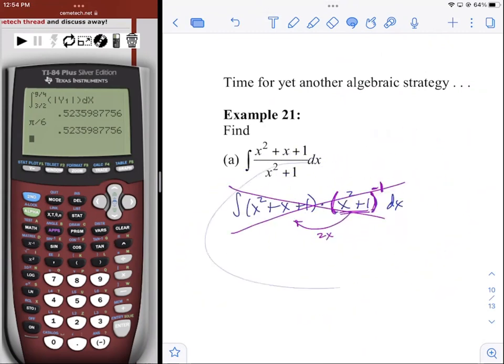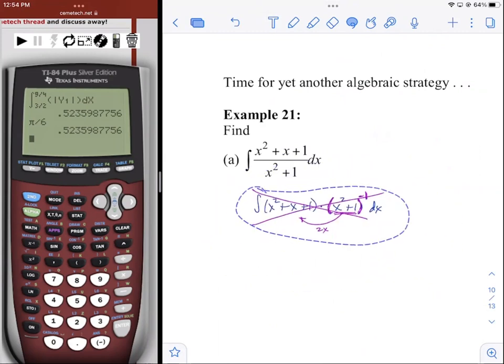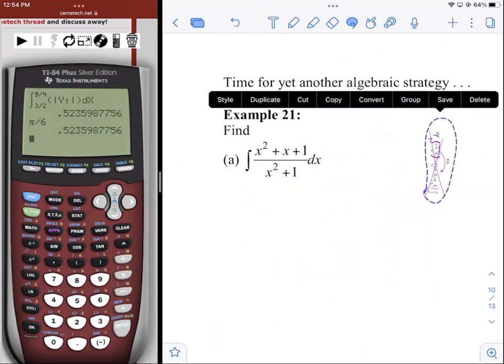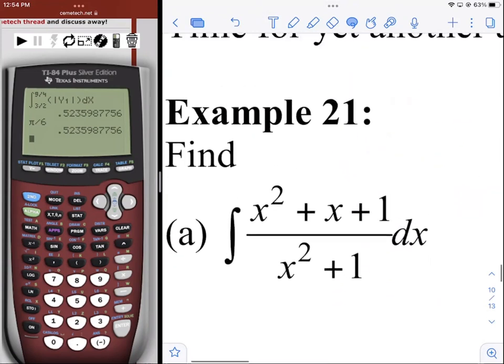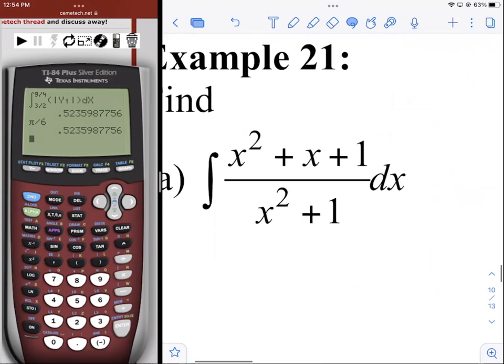I don't know why it's not letting me. He is fighting back. Okay. I think because I grabbed part of the image. Yeah. All right.